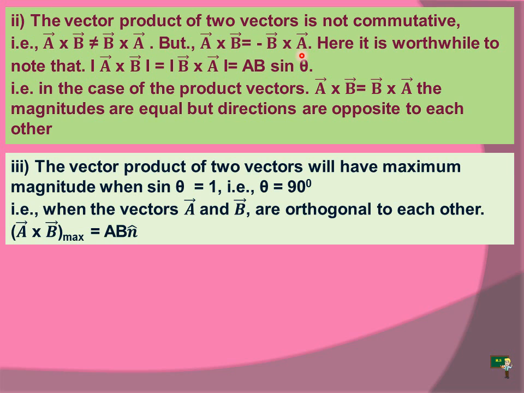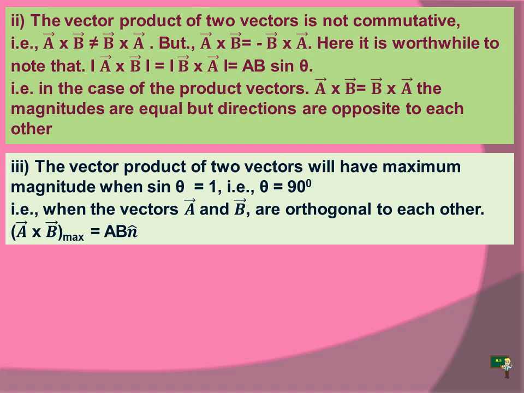Okay. Here it's worthwhile to note that the modulus of A vector cross B vector is equal to the modulus of B vector cross A vector, which is equal to AB sin theta. That means in the case of the product vectors A cross B and B cross A, the magnitudes are equal but the directions are opposite to each other. It's slightly different from the scalar product.